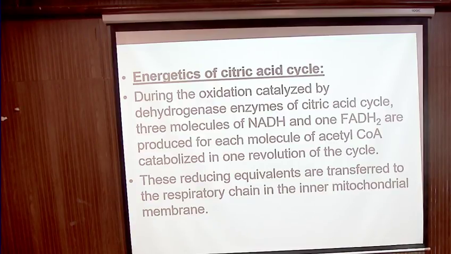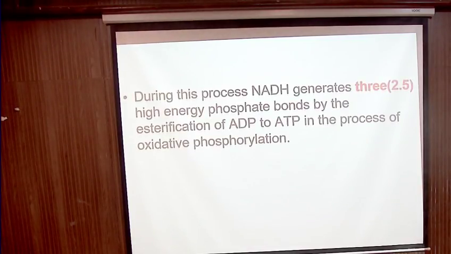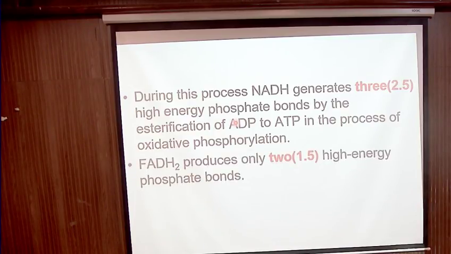These reducing equivalents are transferred to the respiratory chain in the inner mitochondrial membrane, which then undergoes the formation of ATP by oxidative phosphorylation. Now, we already know in oxidative phosphorylation, NADH generates 3 or 2.5. I leave it at both again. I'll not conclude at one. Ideally, put that in your note. So, by esterification of ADP to ATP, the process is oxidative phosphorylation.